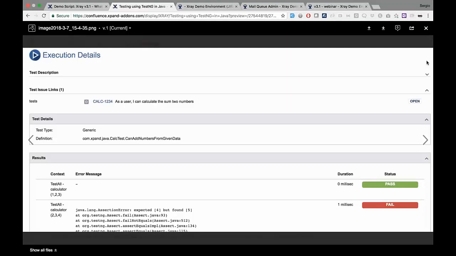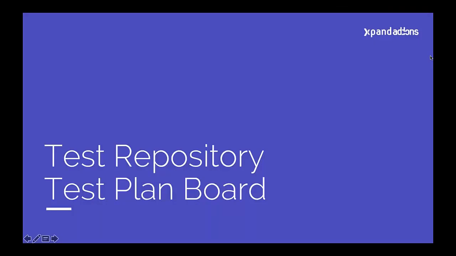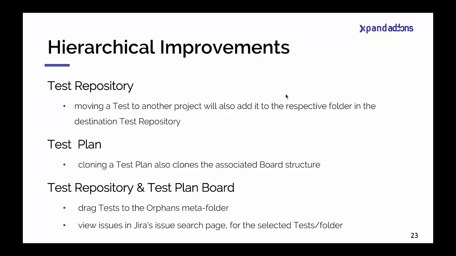I will now speak a bit about other enhancements that we did concerning hierarchical improvements in the test repository and in the test plan board. Actually, in Xray 3.1 we improved several aspects, and you can see some of them here. For example, whenever you move a test from one project to another one, we can also create the folder in the destination repository.